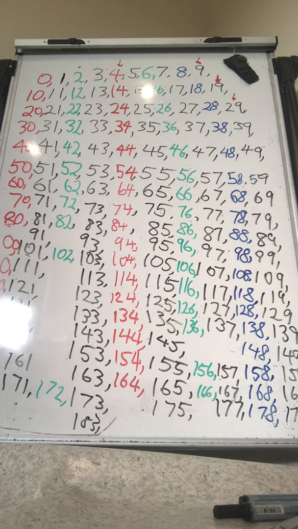Alright, so that's another way to do it. Maybe it's a little bit harder. Or what you can do is, if you know 3 times 7 is 21, right? Then you know 6 times 7 is just double that.